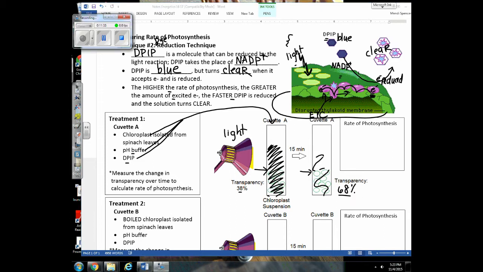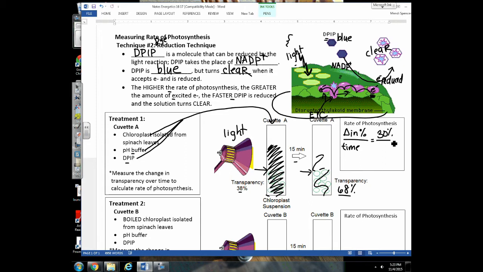Now hopefully, just from this information that I've given you, you know how you could calculate the rate of photosynthesis that was taking place in this chloroplast suspension. You have the change in something. So we have the change in percent, and we have an indication of time: it happened in 15 minutes. So our change in transparency is 30%, and that happened in 15 minutes. So we're changing 2% per minute, and that's a rate for photosynthesis.